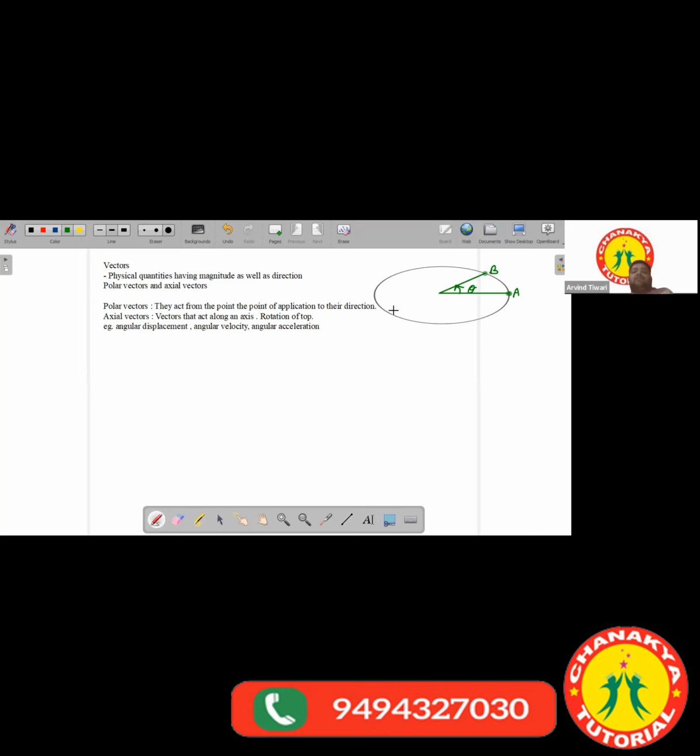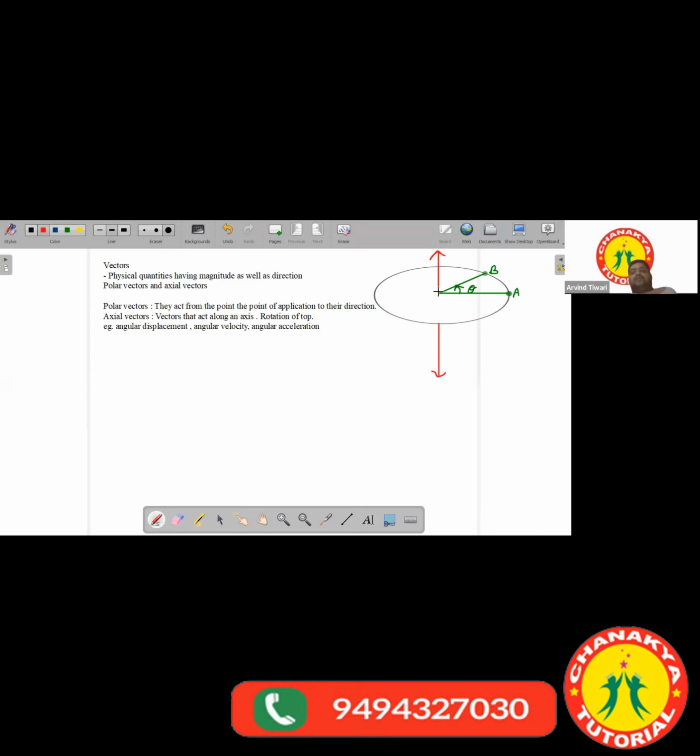So it has made some angular displacement. As we know that displacement is a vector quantity, angular displacement is also a vector quantity, but the direction of angular displacement will not be along the circle. The direction of angular displacement is along an axis passing through the center and perpendicular to the plane. So we have this axis, and we consider the angular displacement to be acting along this axis.